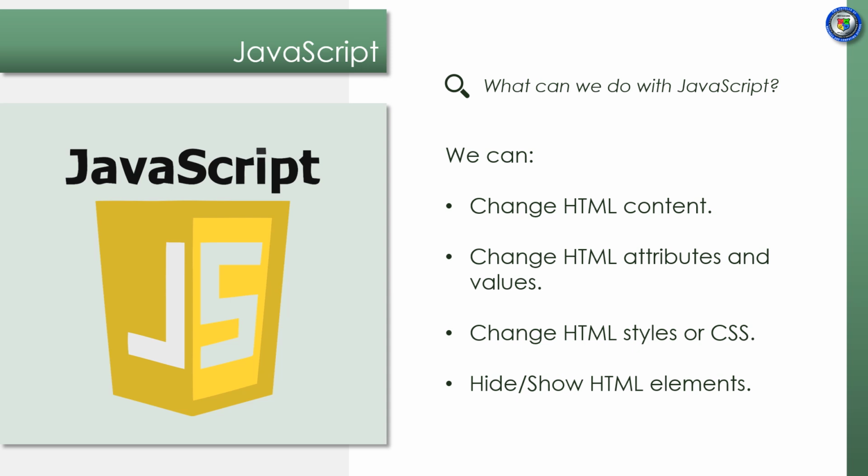We can do lots of different things with JavaScript. However, for this lesson, we are going to keep it nice and simple. We'll realise we can change HTML content. We can change HTML attributes and values. We can change HTML styles or CSS, or even hide and show HTML elements using JavaScript. And we'll look at some examples of these.